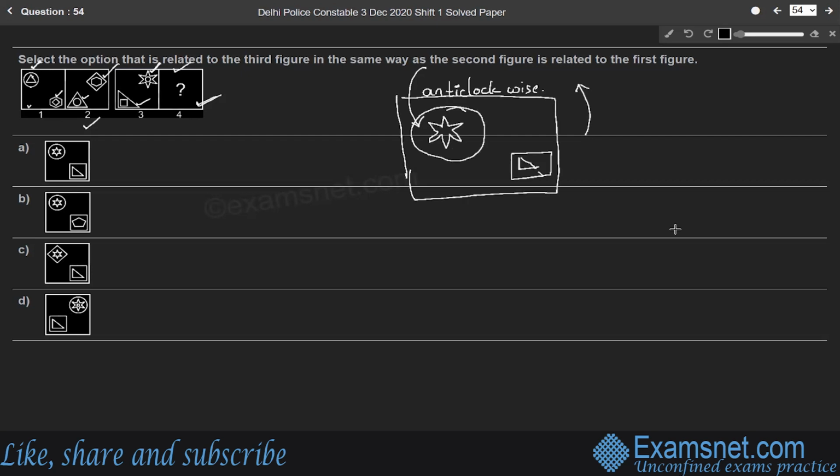This is how the position will be. So look at the option where asterisk is inside and circle is outside, and right angle triangle is inside and square is outside, hence option A. Therefore, option A is the right answer.